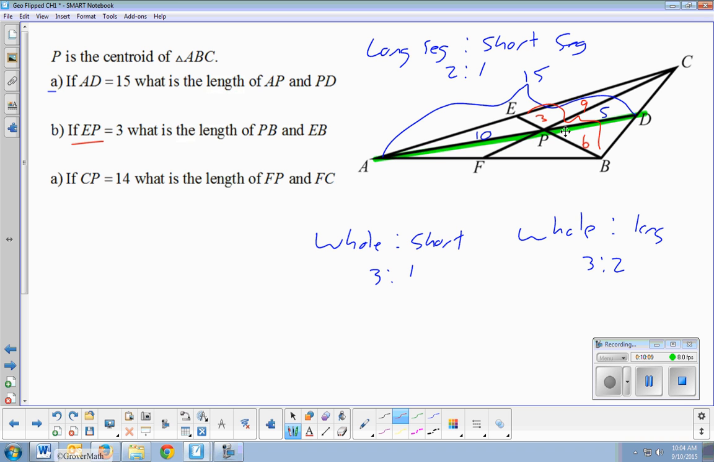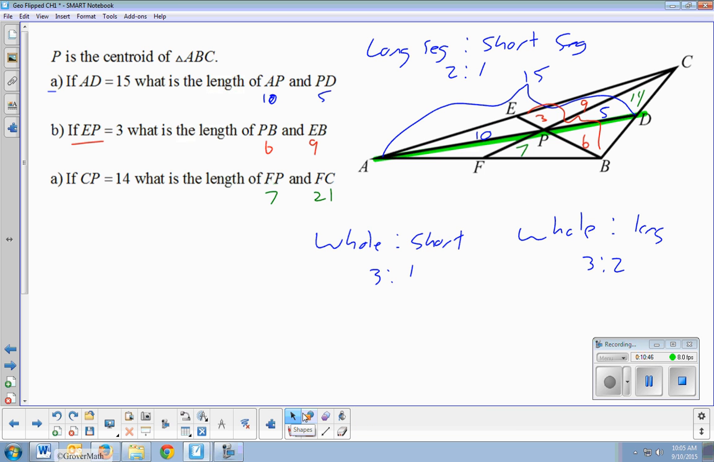Again, you can see, the whole thing's just a sum. Anything's a sum of its parts, right? And you see that the whole thing divided by 3, that's a small part. So let me put these answers over here. AP was 10 and PD was 5. PB, the longer part, double the short 6, and the whole thing then would be 9. And one more on here. CP, the long part is 14. That means the short part's half of that, 7. So FP is 7, and the whole thing would then be them combined, 21.